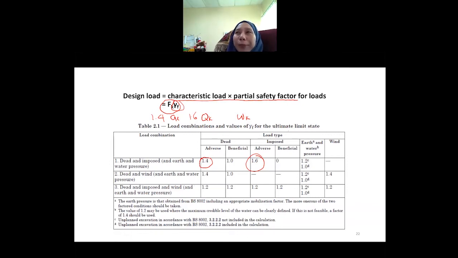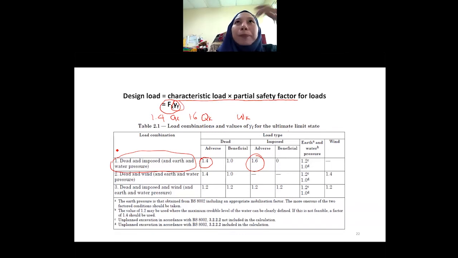Okay, normally for building yang mungkin one story or two story, we don't really care about wind load. Because wind load ni normally for high-rise building or maybe the location of building mungkin sebelah laut. Okay, maybe nearby sea area. So, you need to consider wind load. However, if the construction mungkin bangunan itu memang dekat area town yang macam tak ada angin, and also it's just a four story building that you don't need to consider about wind at all. Okay, that's why we chose the first one.